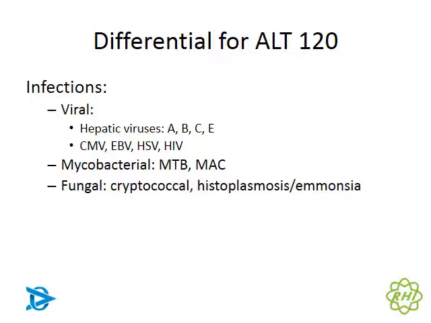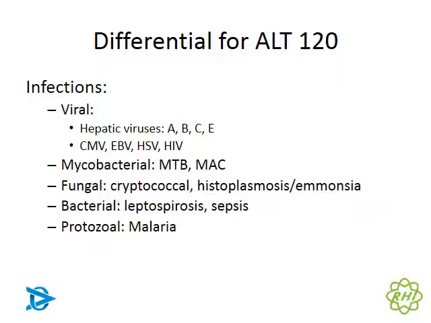There's also, in your very low CD4 counts, cryptococcal, histoplasmosis, Emmonsia, some of your other more rarer fungal infections, as well as leptospirosis, and of course sepsis in itself can make the ALT go up. In our areas with malaria, it is important to consider. And the other possibility, of course, is that any of these infections mentioned might be an underlying infection that is now IRISing once the patient is on ARVs. The exception would be your TB IRIS, and again, your TB IRIS tends to give much more of a cholestatic picture or an obstructive picture rather than a hepatocellular picture, and the ALT will be affected very late.